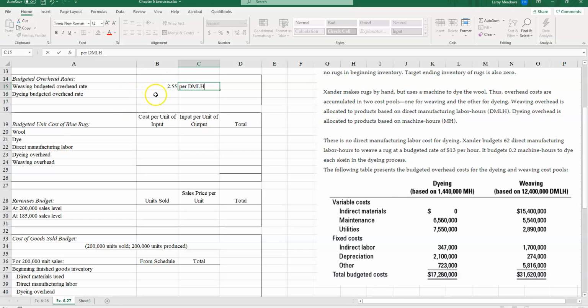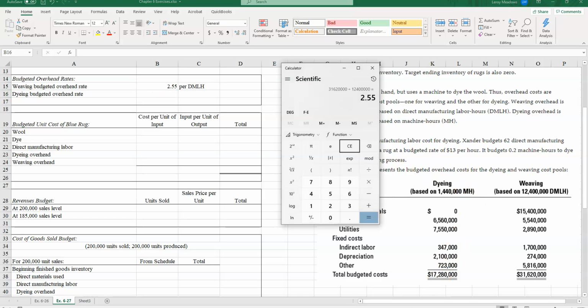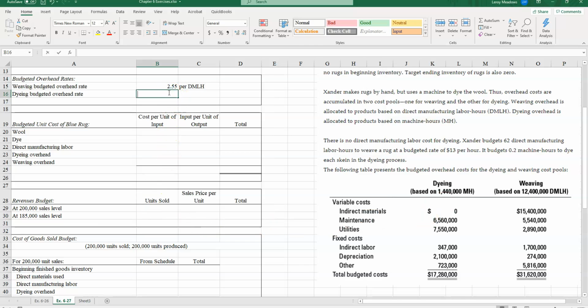Now, what about my dyeing overhead? Well, my dyeing overhead is $17,280,000. And we're going to divide that by 1,440,000 machine hours. That's what we're told is our allocation base. And we're told here in the table right here how many machine hours we're going to need. So divide that by 1,440,000. And I'm going to get an overhead cost rate of $12 per machine hour.